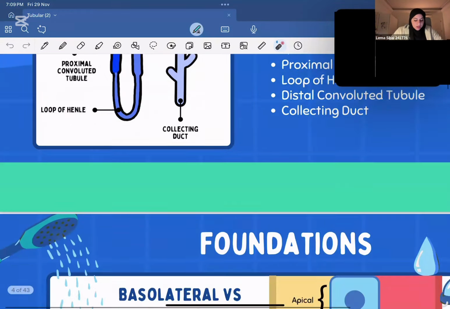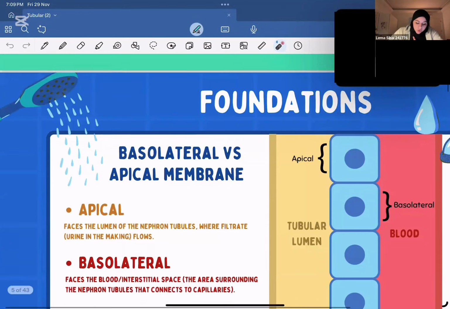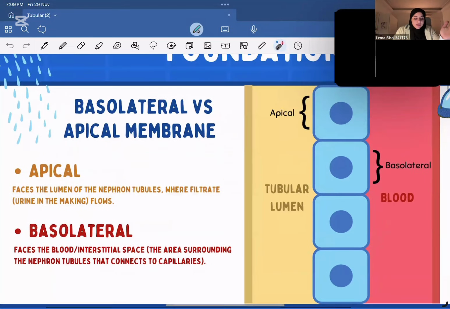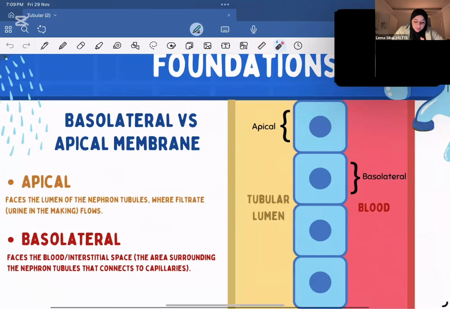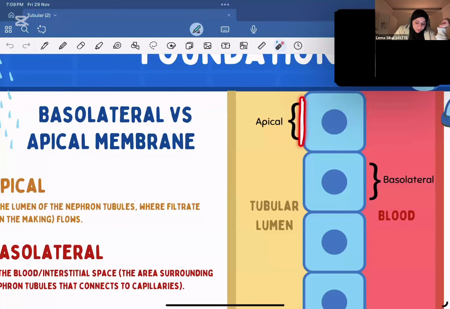Okay. Now, these are some concepts that I kind of got confused in, and these are concepts that I go over a lot in this video. So you have to have a solid concept in your head of these, basolateral and apical. And I'm going to take my time to explain both of them. Now, apical means the side of the cell is facing the tubular lumen. This is the apical side of the cell.